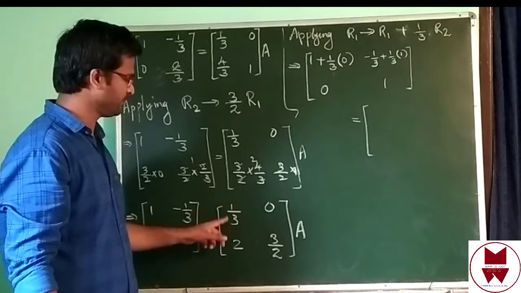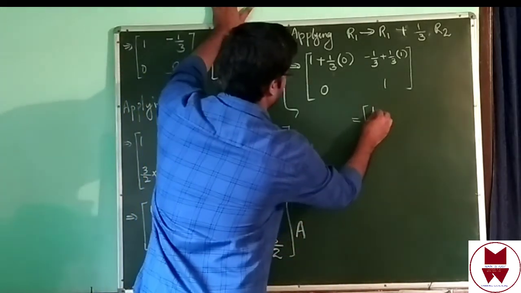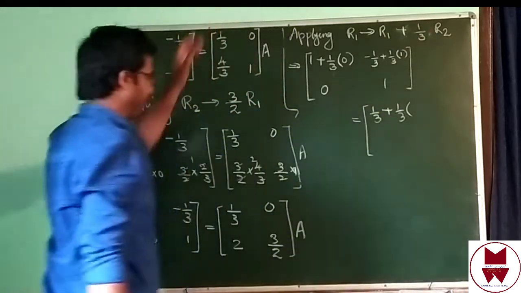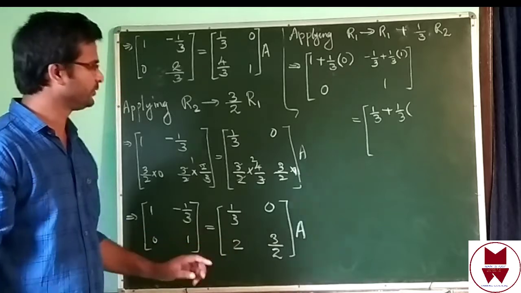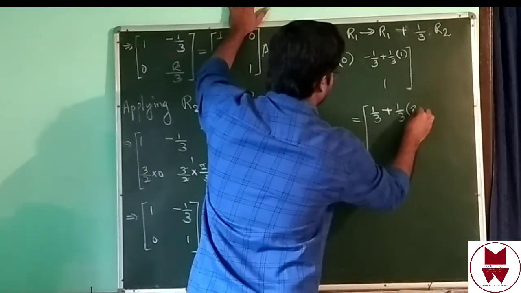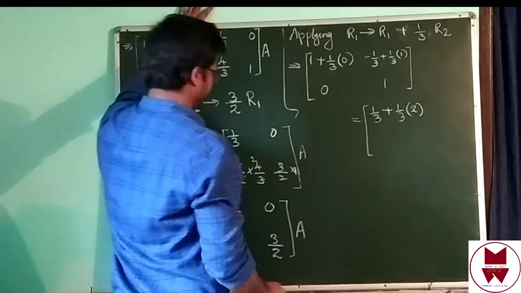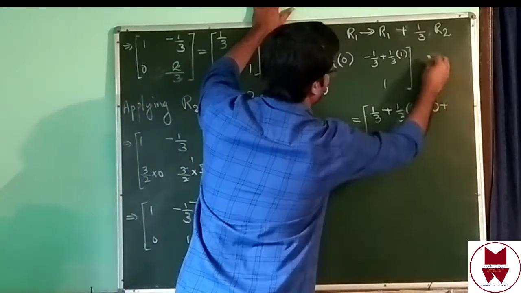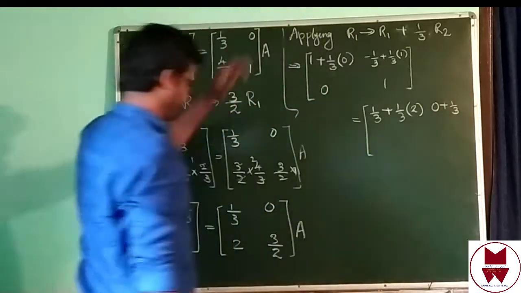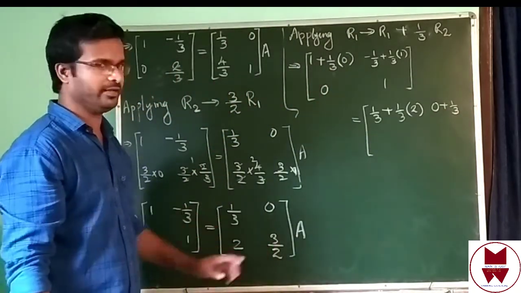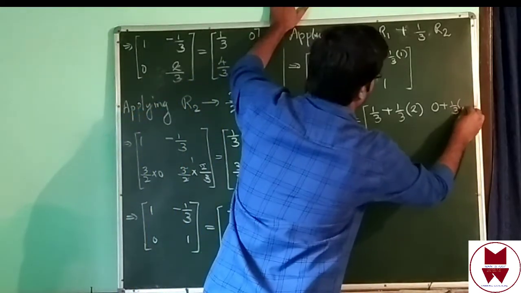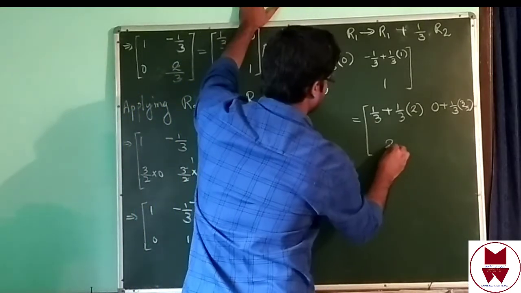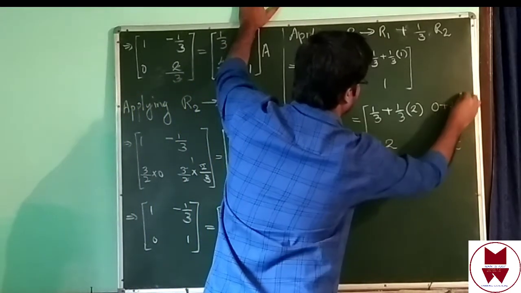In right side R1 is 1 by 3 plus the same 1 by 3 into R2. What is R2? R2 is 2. Then second, what is R1? R1 is 0 plus 1 by 3 R2. What is R2? R2 is here 3 by 2. Then second row we can write 2, 3 by 2.